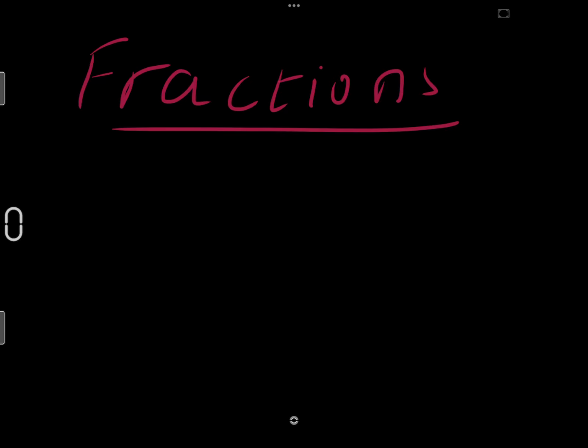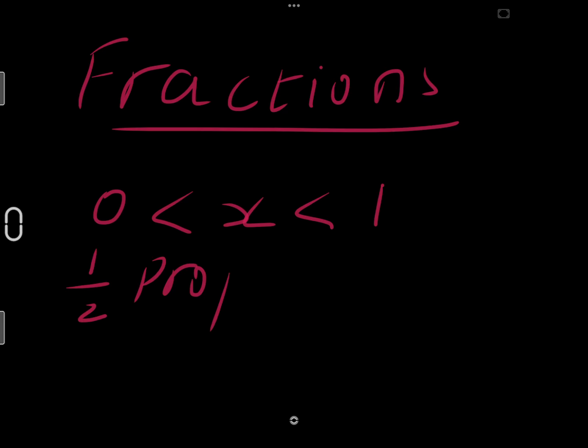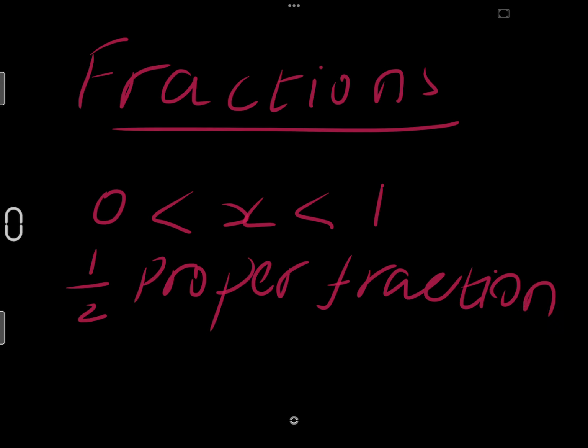Now, what are fractions? A fraction is any value that is greater than 0 but smaller than 1. For instance, if you look at a fraction such as 1 over 2, we call this a proper fraction. And then a value such as 2 over 4 is an example of another proper fraction.